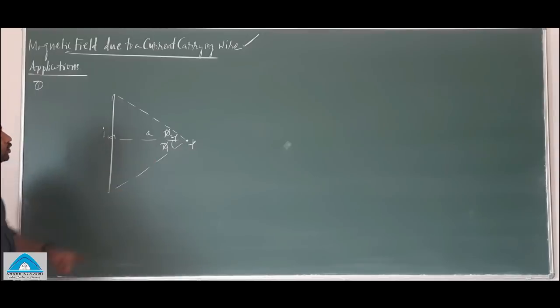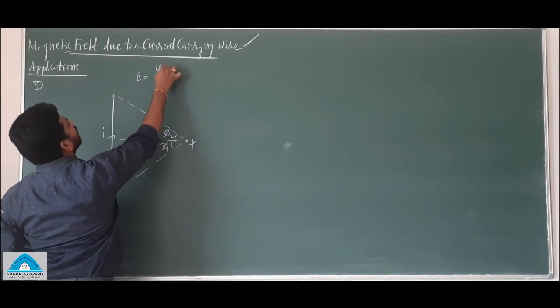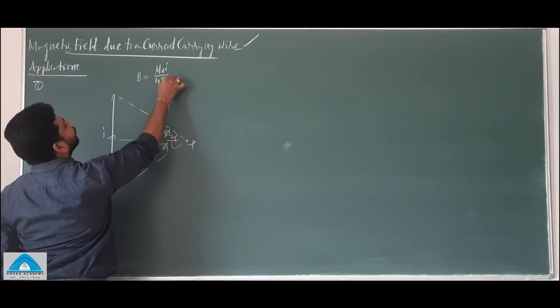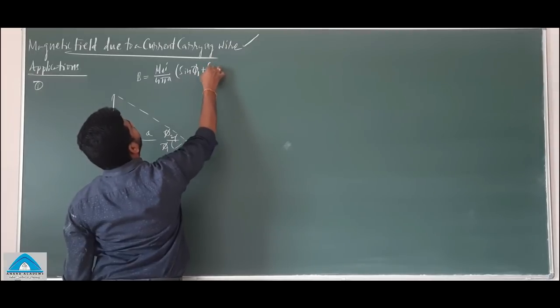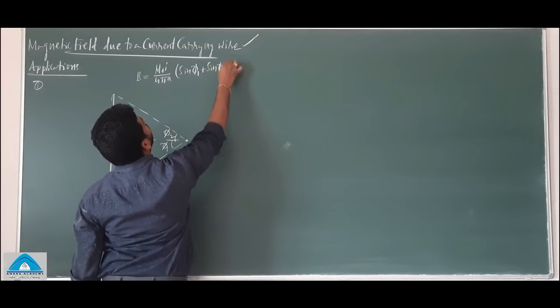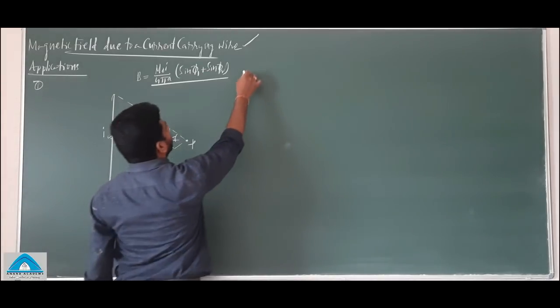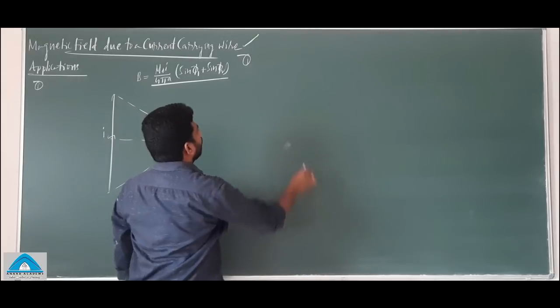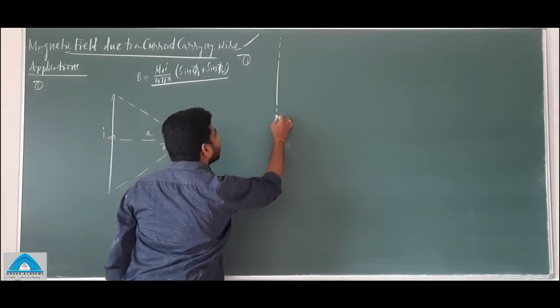At this point, what is the magnetic field we have written? mu naught I by 4 pi a into (sin phi 1 plus sin phi 2). I hope you remember this. Right? So what is the first application? A simple application we are going to discuss. The first application is, there is an infinite wire.